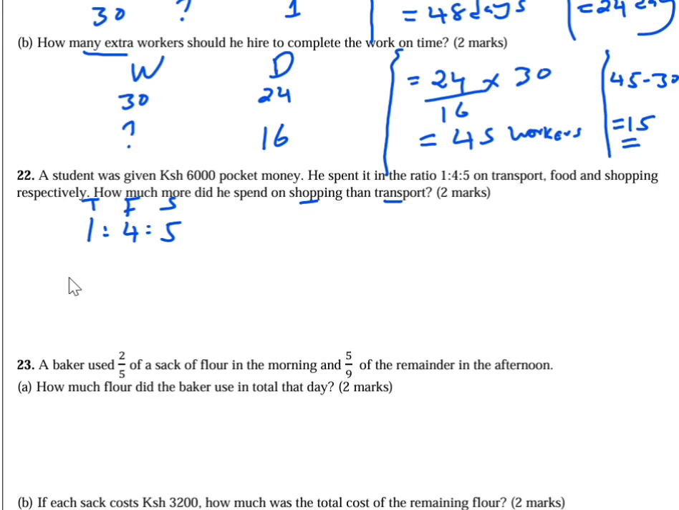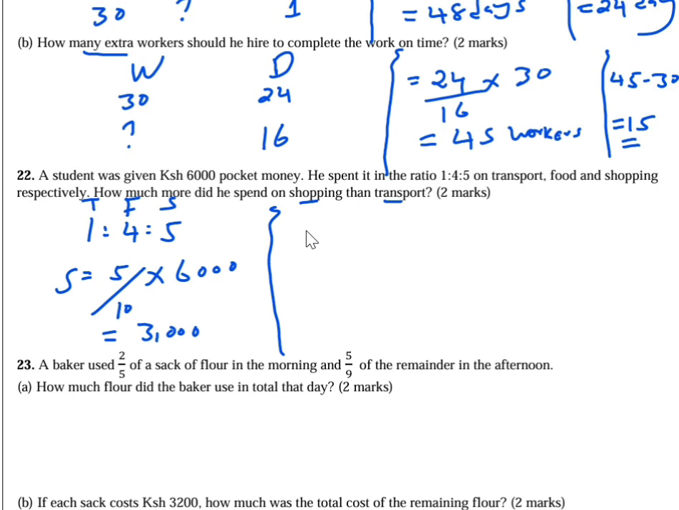So shopping, because you're sharing the money, the ratio is 5 over, you add everything: 1 plus 4 is 5, 5 plus 5 is 10. Multiply by the money, how much is it? 6,000. So if you multiply that, 5/10 times 6,000, you'll see it is 3,000. So on shopping, he spent 3,000. Okay, let's go to the next one.